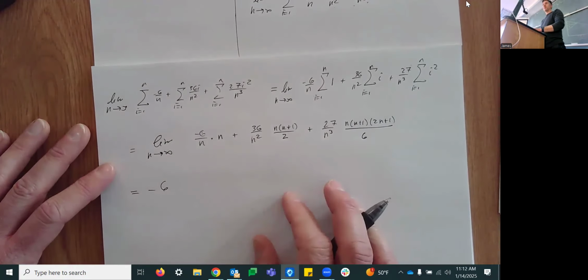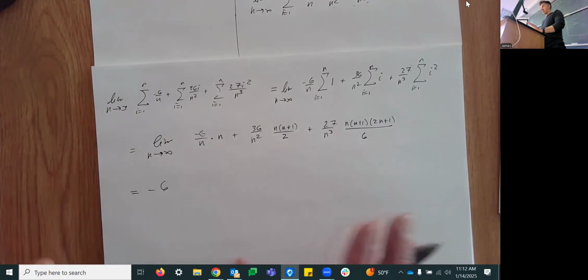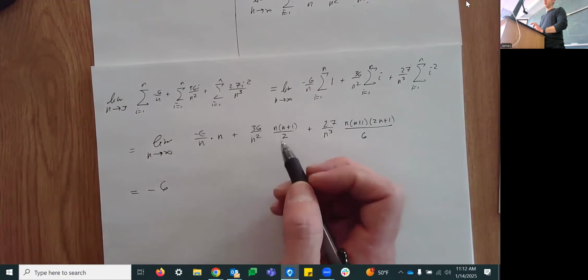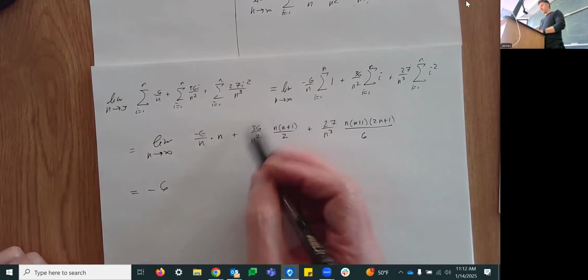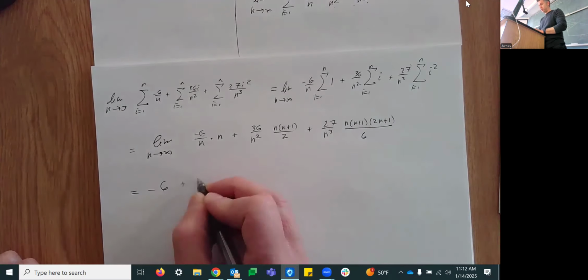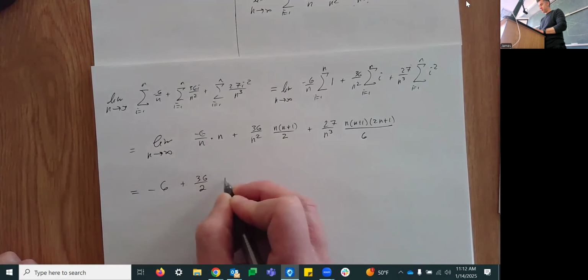I'm not writing the limit anymore either because I'm going to be taking the limit in this step. So if, we're not going to, but if you were to multiply out this fraction here, the leading term of the denominator would be 2n squared. The leading term of the numerator would be 36 times n squared. And the 36 divided by 2 is what the limit would be. So we're going to get plus 36 divided by 2.